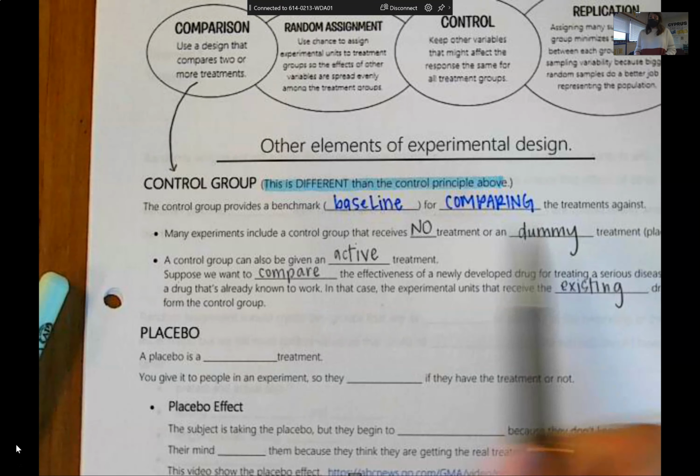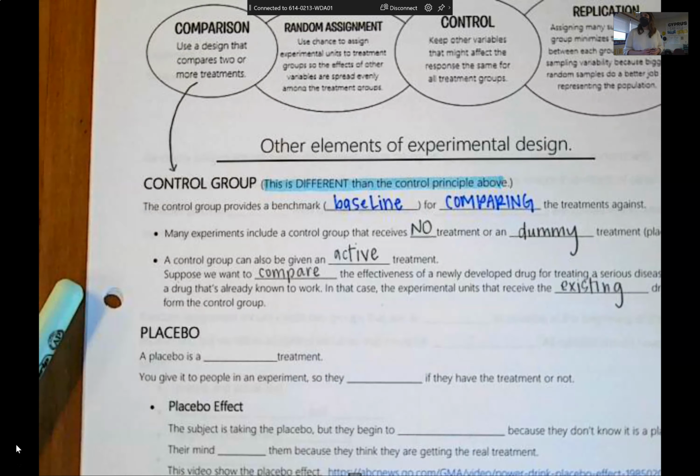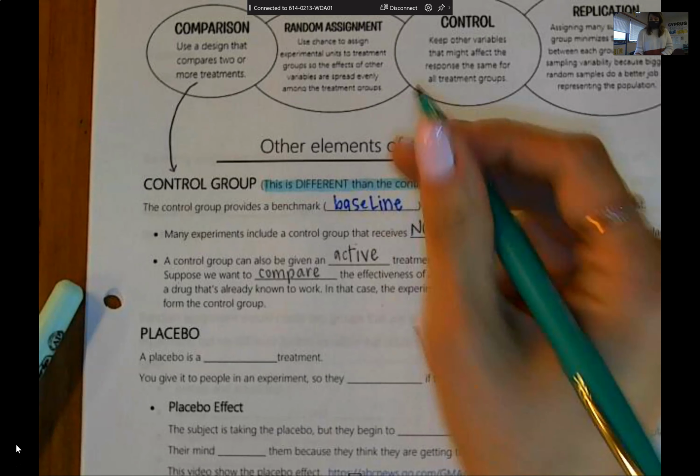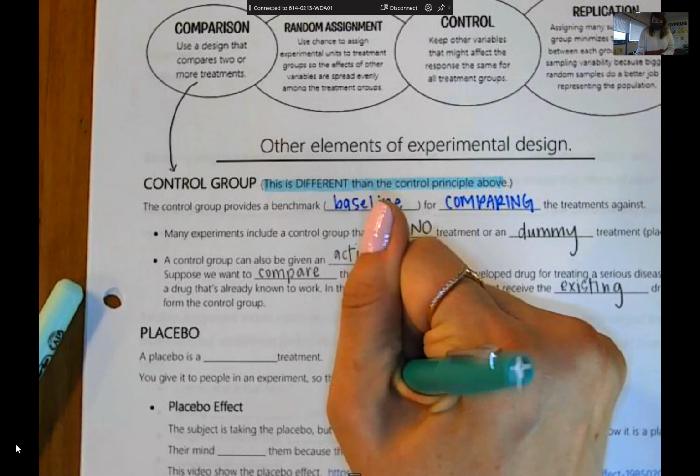Next up is this idea of the no treatment or the dummy treatment. So that's a placebo. A placebo is a dummy treatment. That blank is the word dummy. You give it to people in an experiment so that they don't know if they have the treatment or not.